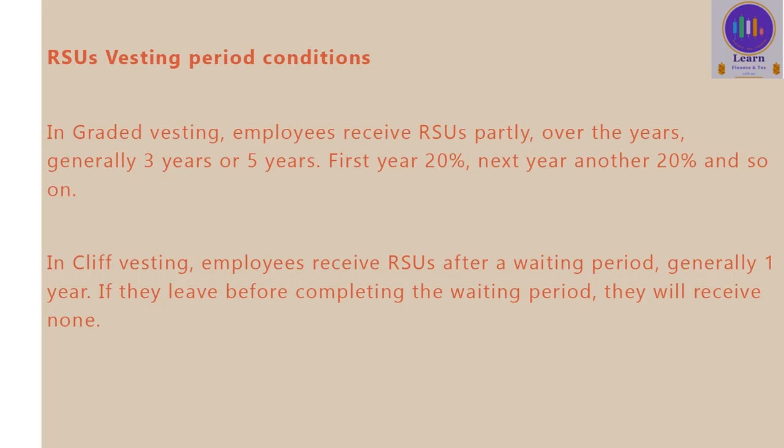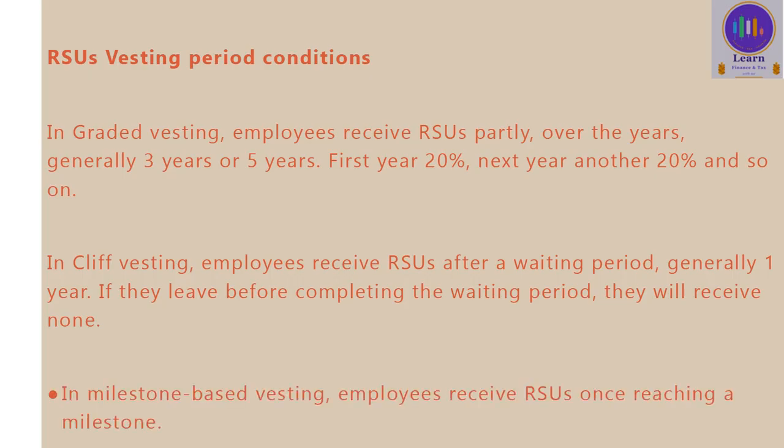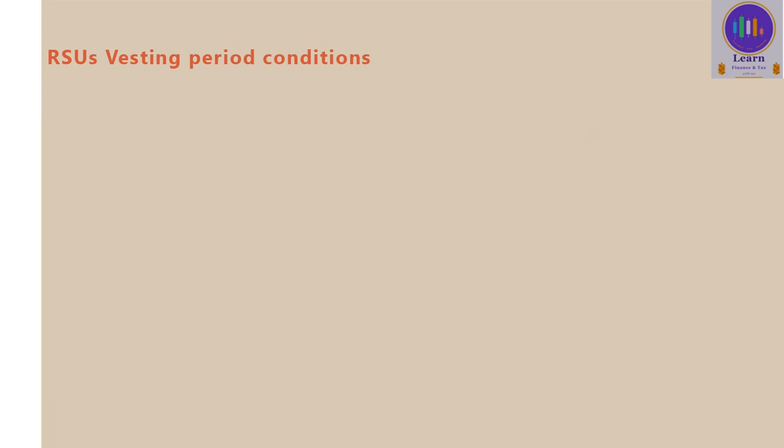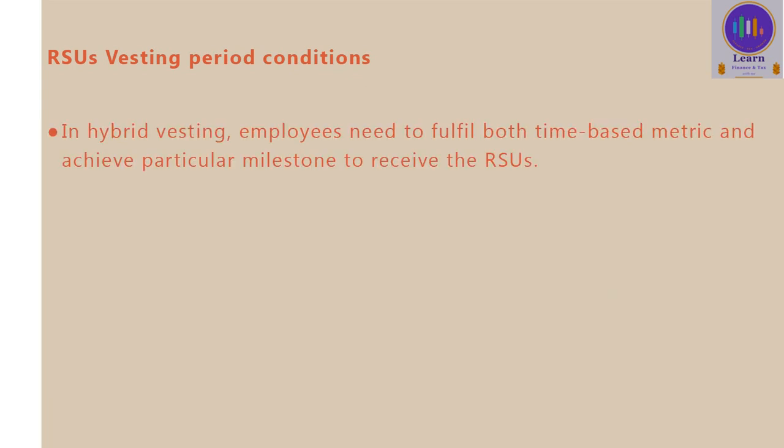In milestone-based vesting, employees receive RSUs once they achieve a milestone. In hybrid vesting, employees need to fulfill both the time-based metric and achieve a particular milestone.